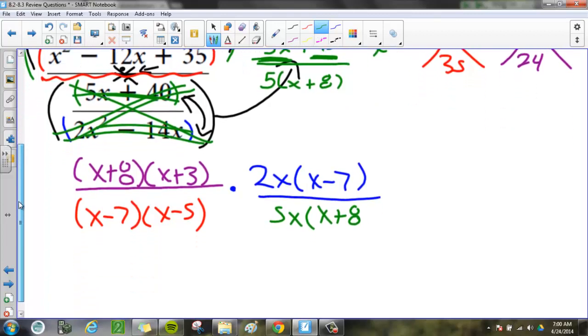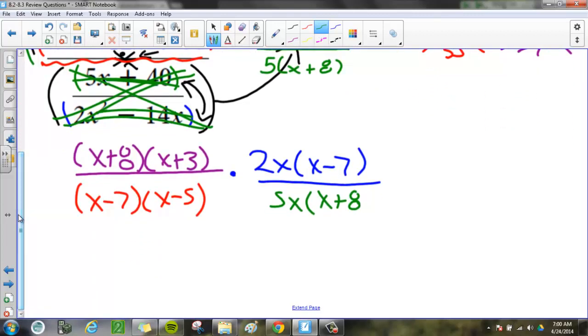Okay, so let's come down here and start canceling things that we don't need anymore. Remember, you cancel top to bottom, top to bottom. You can go kitty corner, right? When you're multiplying, this is just one big fraction bar, so it doesn't matter. I'm going to take this x plus 8, get rid of that x plus 8. I'm going to take this x minus 7, get rid of that x minus 7. I'm going to see this x right here, and this x right there. See you later. Okay?